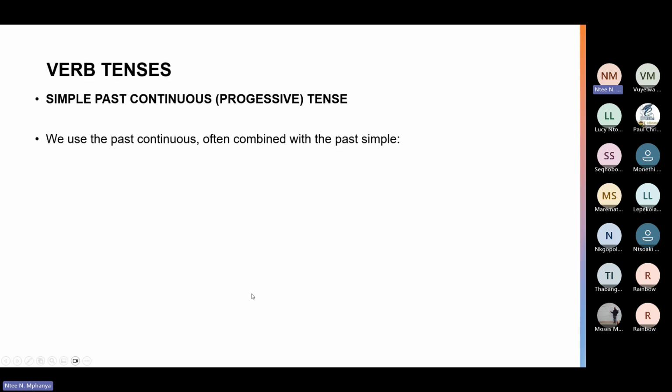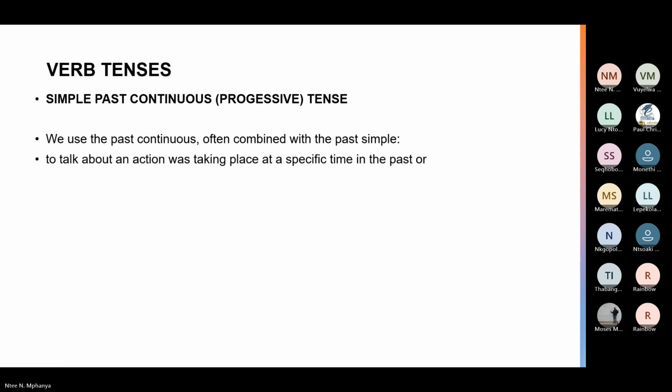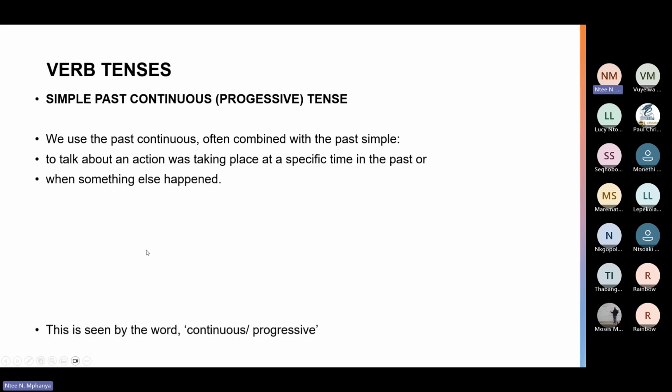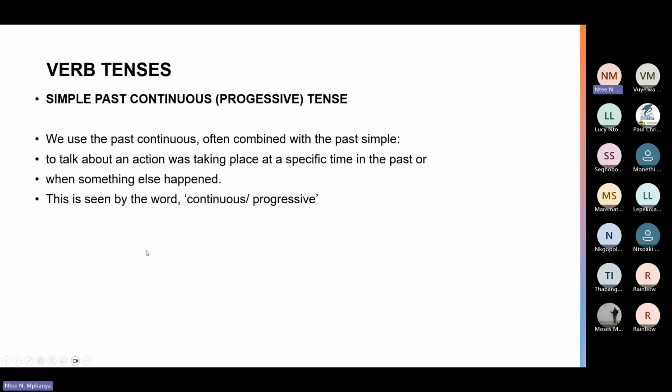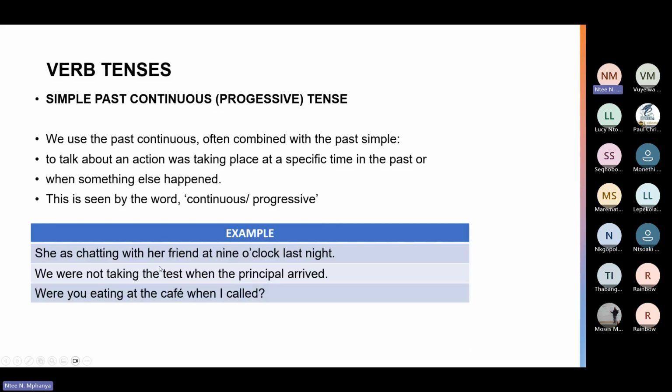Let us look at the past. We use the past continuous, often combined with the past simple, to talk about an action which was taking place at a specific time in the past when something else happened. And this is seen by the word again, continuous or progressive.